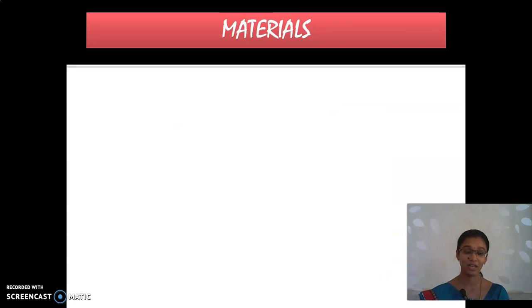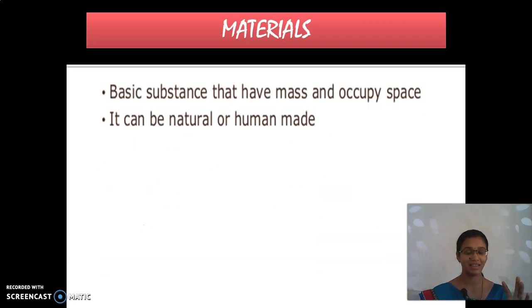So next we are going to see what is meant by material. Material is nothing but which occupies some space and has some mass. Whatever occupies some space and has mass is considered to be material. These materials can be natural or artificial, that is, human made things.